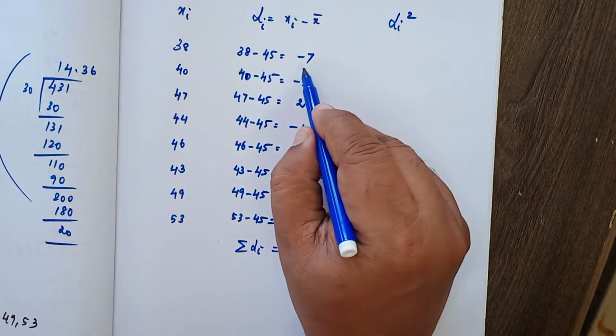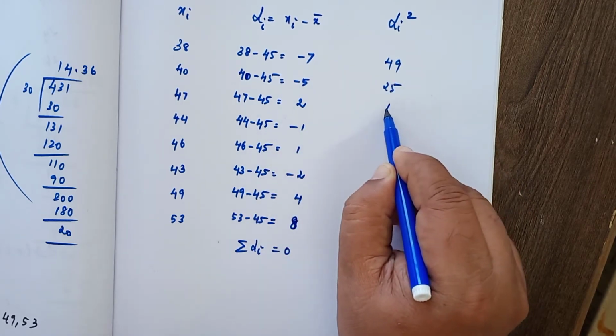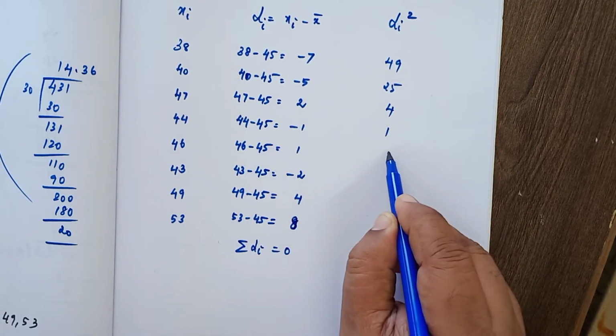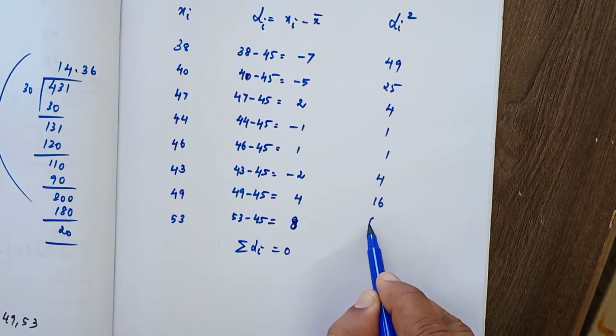Now di squared. Minus 7 the whole square is 49. Minus 5 whole square is 25. 2 square is 4. Minus 1 square is 1. 1 square is 1. Minus 2 whole square is 4. 4 square is 16 and 8 square is 64.